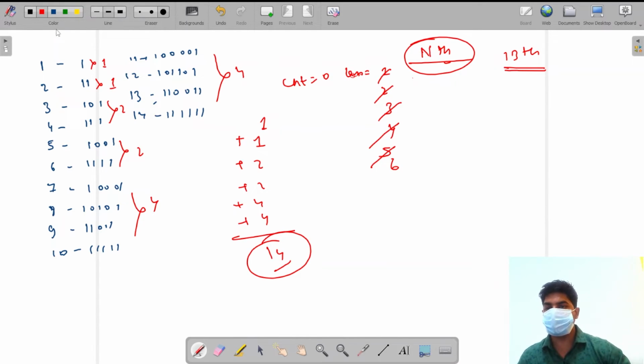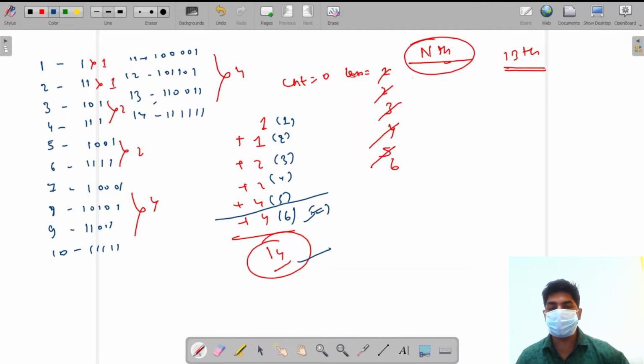So I got some information from here. What information? That this is of 1 length, this is of 2 length, this is of 3 length, this is of 4 length, this is of 5 length, this is of 6 length. Till 5 length I was getting only the 10th palindromic number, but after considering 6 length I got the 14th palindromic number. So the 13th palindromic number lies in the 6 length series. I got some information from here, so I can make a number of 6 length.